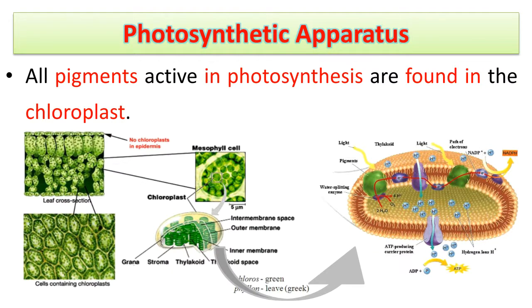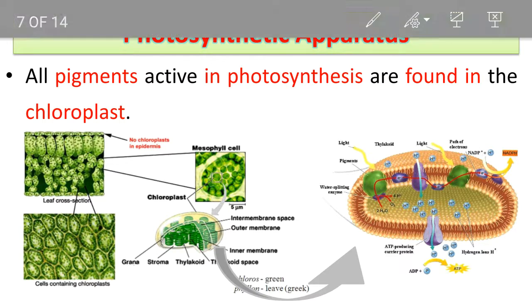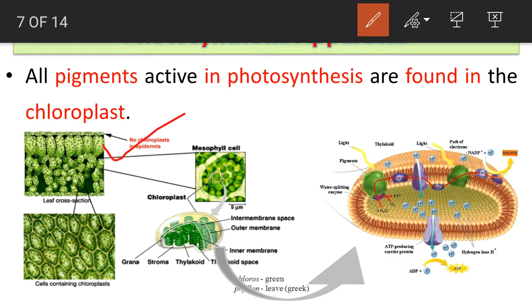Now this is the place where all this drama of light is happening. See, this is the cross section of a leaf, which consists of palisade cells and mesophyll cells. These cells contain a green colored entity called chloroplast. In the chloroplast there is a stack of coins. This stack of coins is called thylakoids.